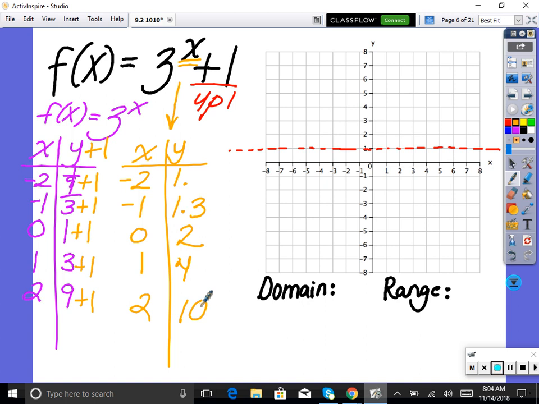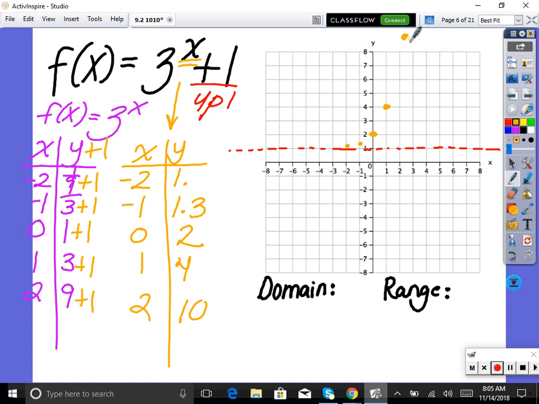And now you're literally just plotting those points on our normal XY chart. These points will approach your asymptote, as is. So you're going to go negative 2 up 1 and a teeny bit, right? Over negative 1, up 1 1/3, up a teeny bit. Over 0 up 2 units. Over 1 up 4 units. And then over 2 up 10 units.